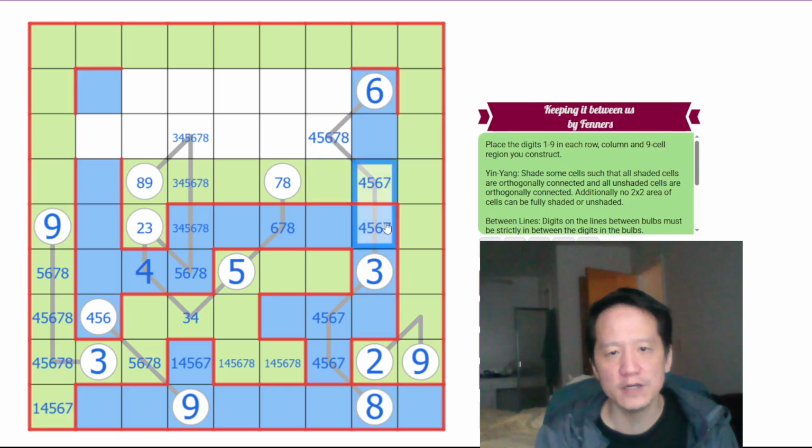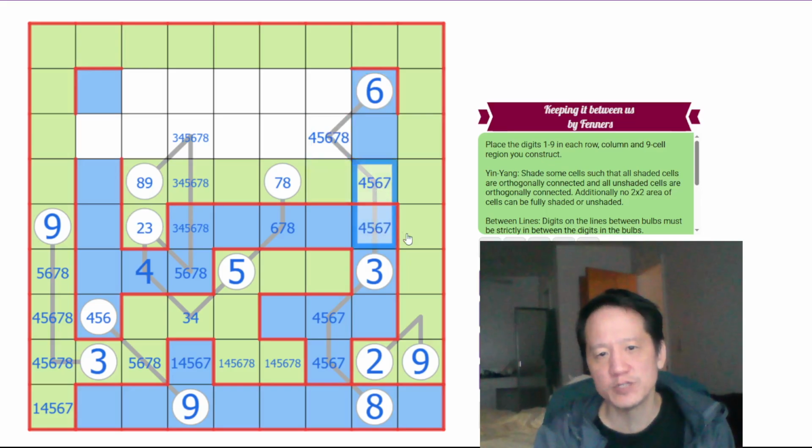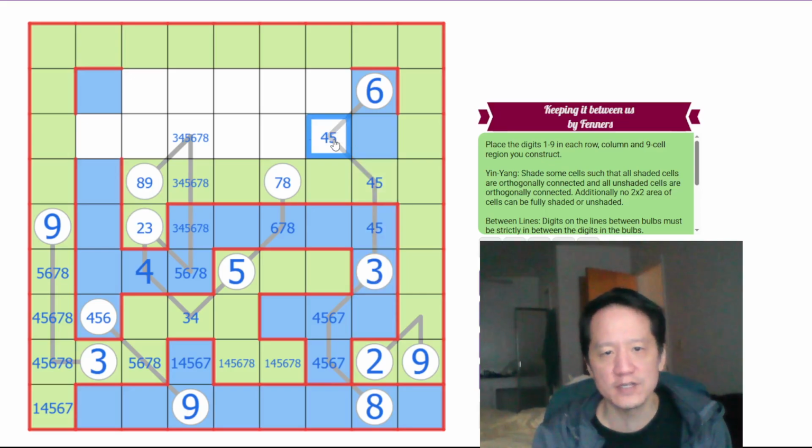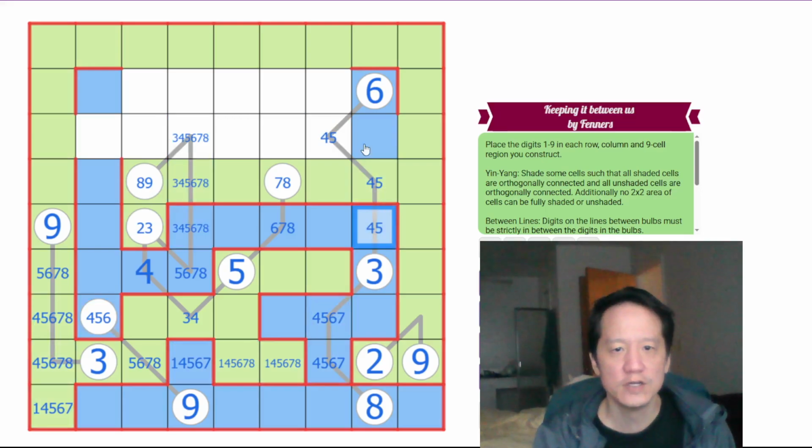Because you need 2 digits here, which must be between 3 and 6, and less than 6, right? So this is 4 or 5. This sees 3. Actually, we know it sees 3, so therefore it's 3. This is 4 or 5. This has to be 4 or 5 because it's in between the 3 and the 6. So this sees 1, 2, 3, 4, 5, 6 blues.